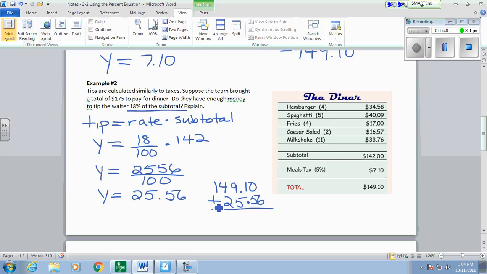I'm going to add those two together to get me $174.66. So, yes, the team will have enough money.